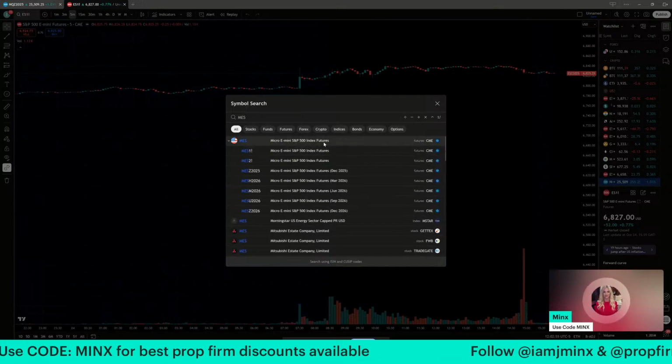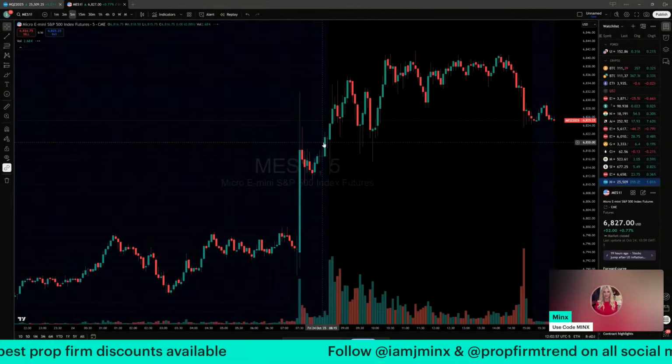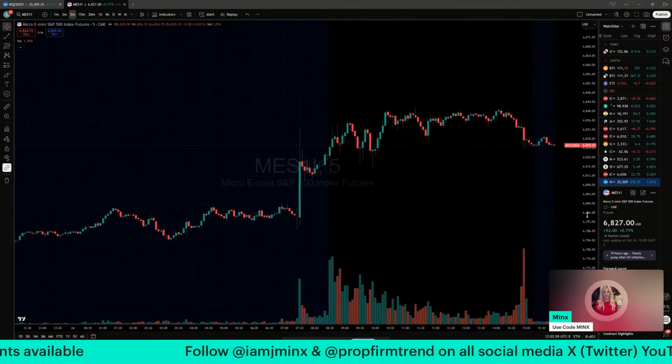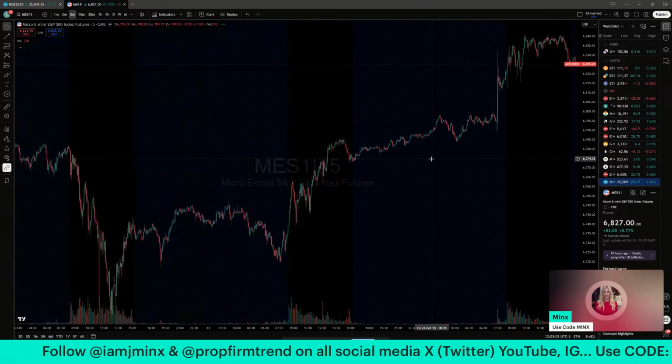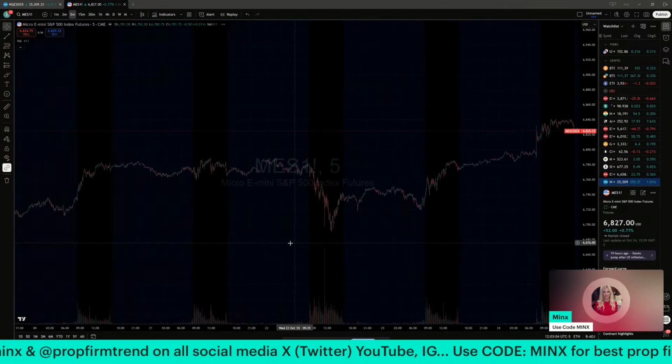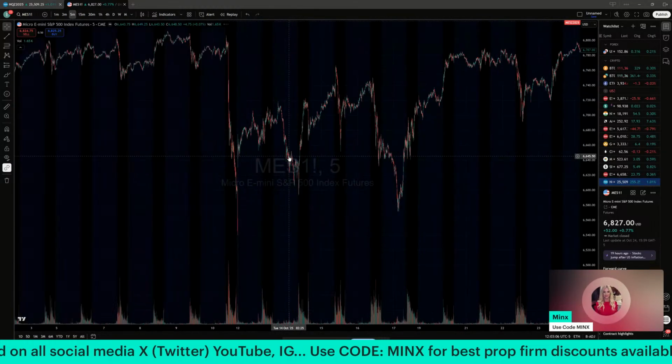So this one changes $1.25 per tick, or $5 per point. So again, it's kind of comparing SPX and SPY.